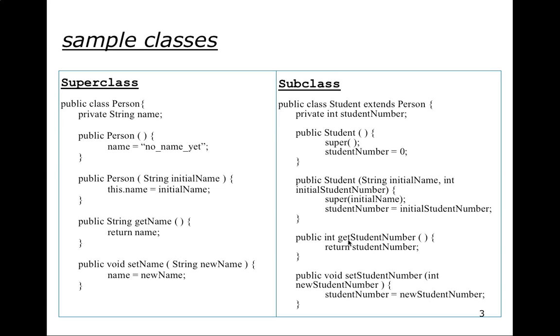But here we have get student number, set student number, my setters and my getters for this particular class. Over here I get the get name, the set name, and I'm not repeating them. So the point taken is that we don't want to repeat anything. We can complement it. We can repeat it if we want to. We can supplement it.